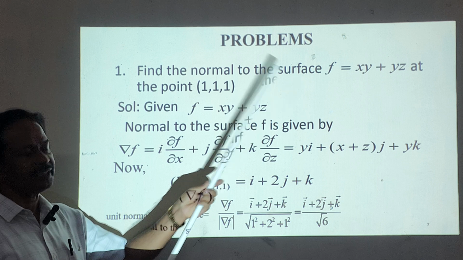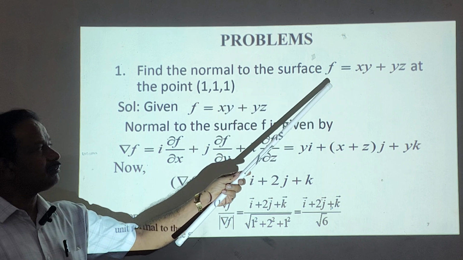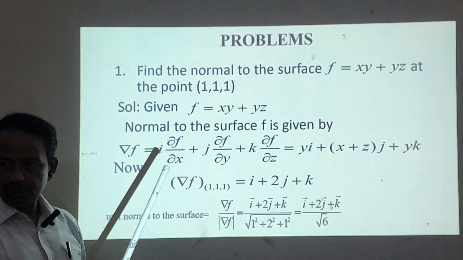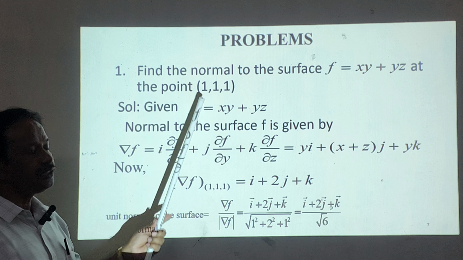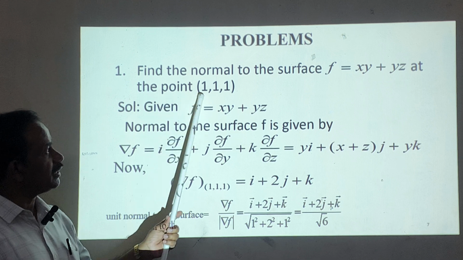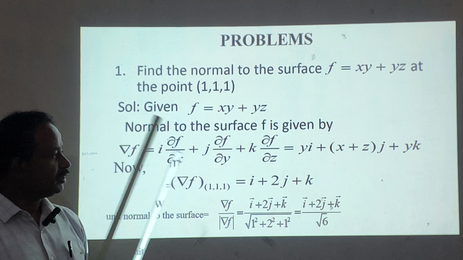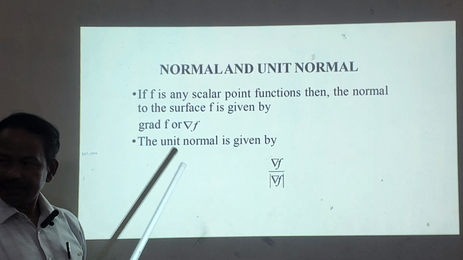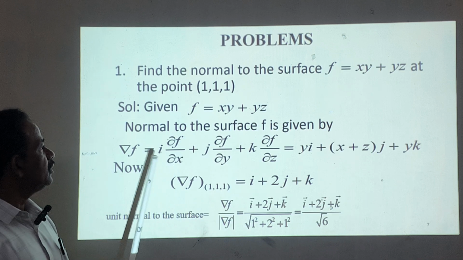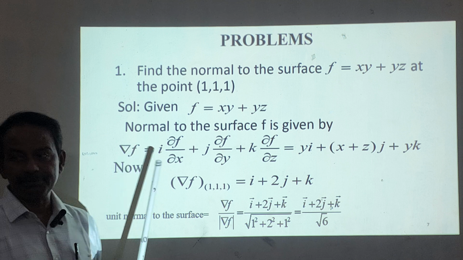Find the normal to the surface. This is the equation of a surface: f equals xy plus yz at the point (1, 1, 1). So this is x, this is y, this is z. So find the normal. What is the formula? Del f divided by mod del f. So first we will find del f.